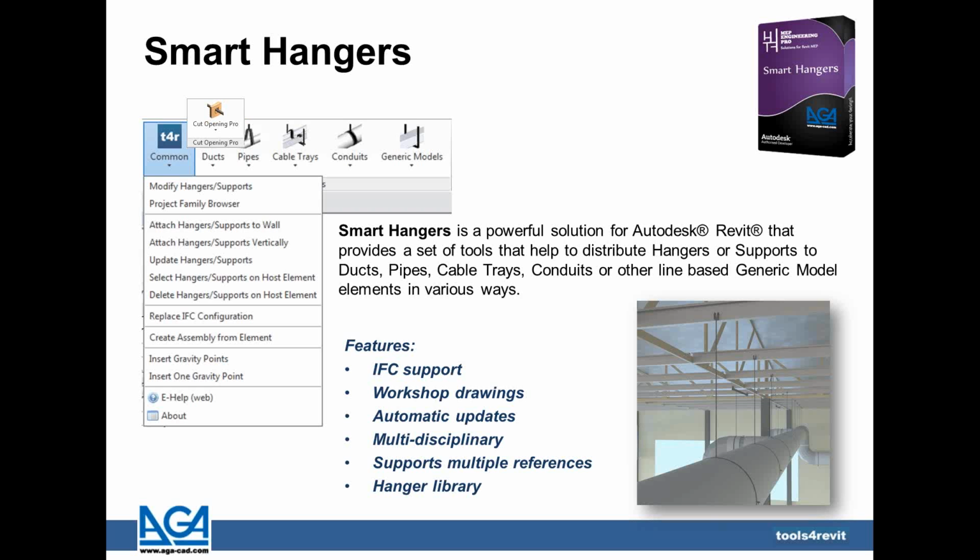So Smart Hangers is really easy tool that automatically distributes hangers or supports according to different categories like ducts. Today I was showing you the ducts, but at the same time you can do that for the pipes, cable traces, conduits, or any other line-based generic model families.